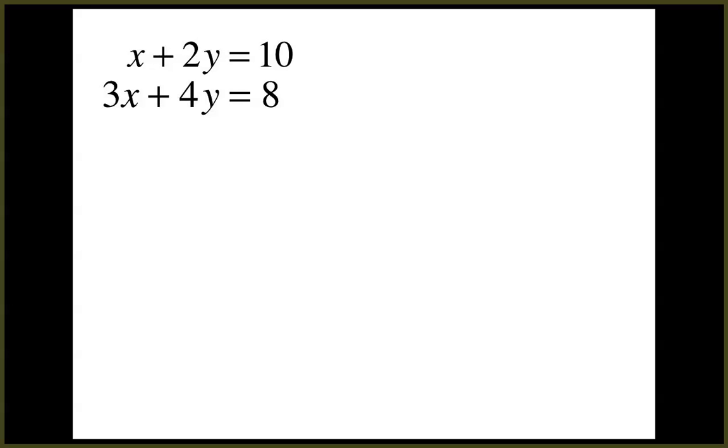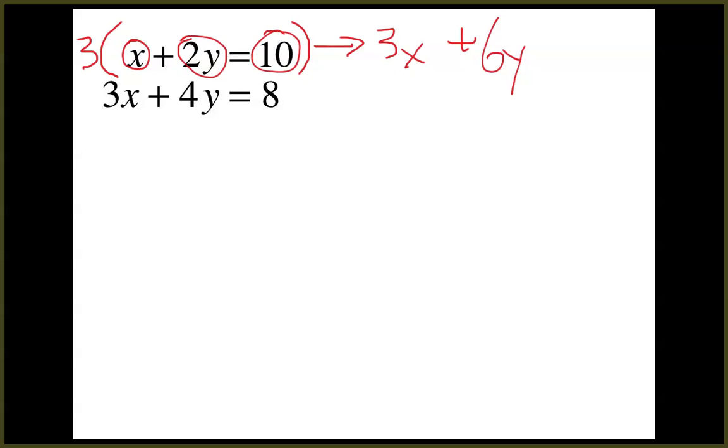I can turn this x into a 3x. No, you can't. Well, I can if I multiply this whole equation by 3. If I multiply that whole equation by 3, I'm going to triple everything. So the x becomes a 3x. The 2y gets multiplied by 3 and becomes a 6y. The 10 gets multiplied by 3 and becomes a 30.